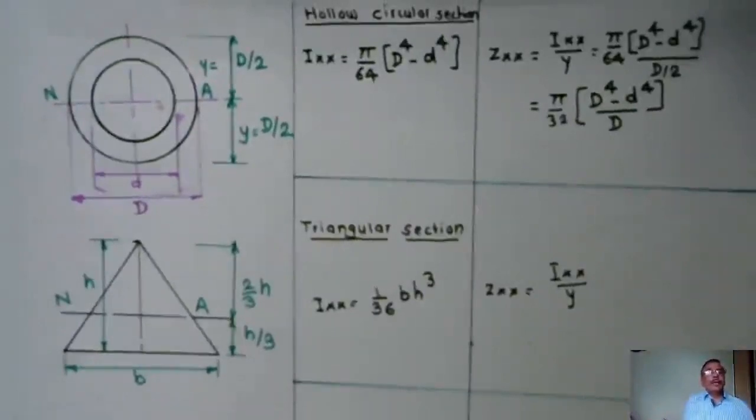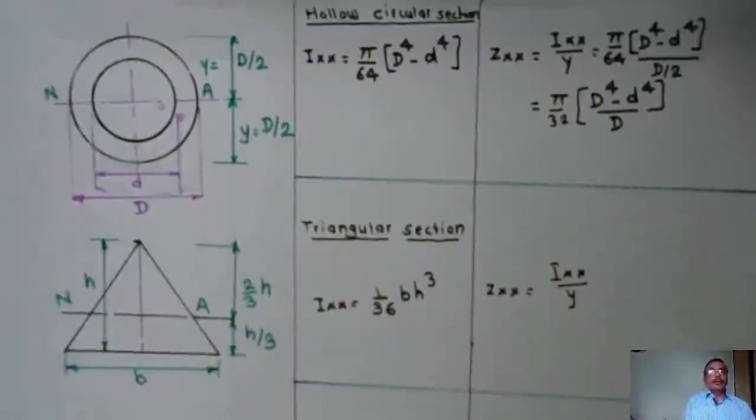Capital D is the outer diameter, small d is the inner diameter, and Ixx is equal to Iyy is equal to pi by 64 into capital D raised to 4 minus small d raised to 4, and section modulus Zxx is equal to pi by 32 into D raised to 4 minus d raised to 4 divided by capital D. Now the next section is the triangular section.